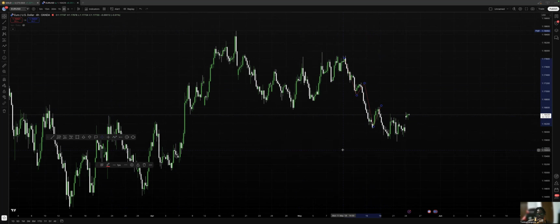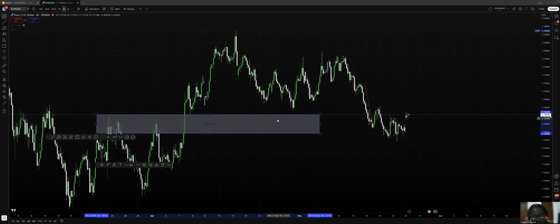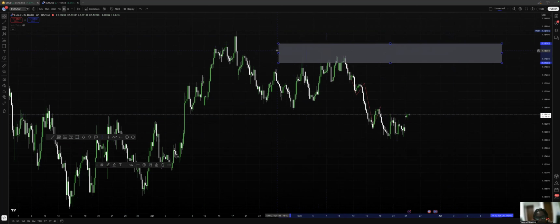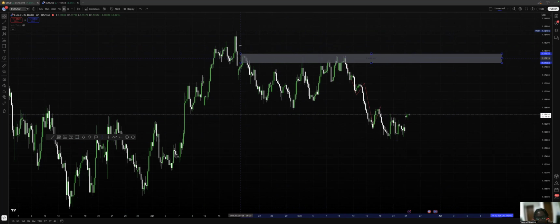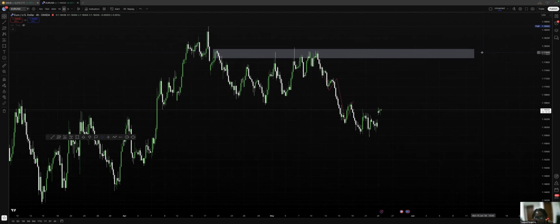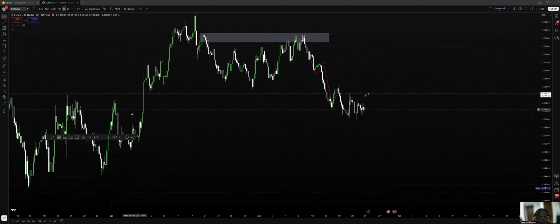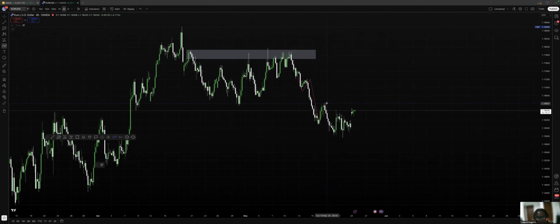So you can see that the market is selling from this high, from this supply zone. Price has been selling from this supply zone, and price will not be able to break this supply zone. It has been selling from this high to this level. Now price is currently ranging at this level right now.